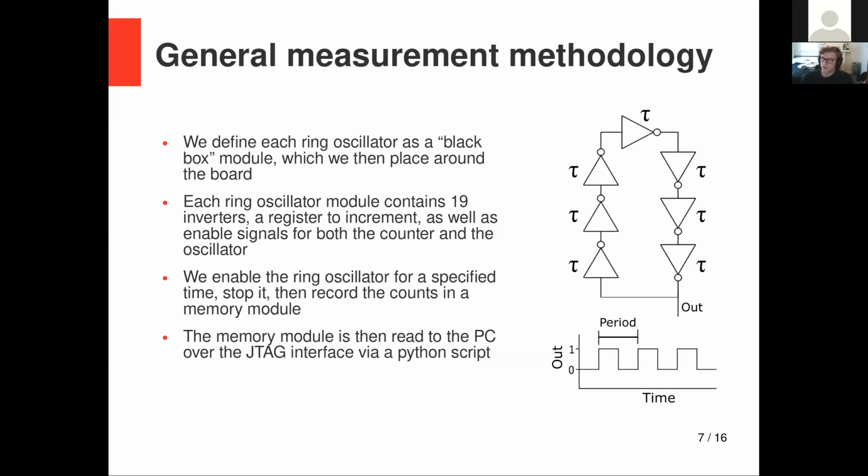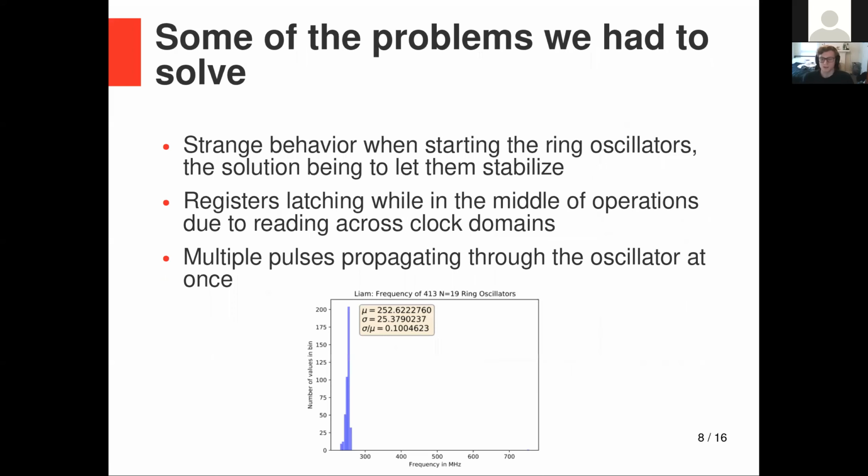But of course, we had problems, as you will with any attempt to measure anything. One thing we saw was strange behavior when starting the ring oscillators. If we started measuring them right away, they just gave us all kinds of nonsense values. So we had to wait a little bit to let them stabilize.